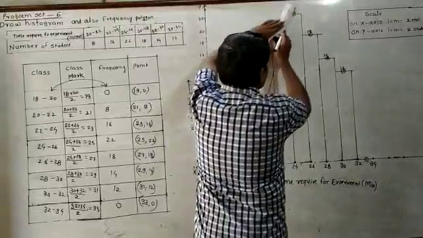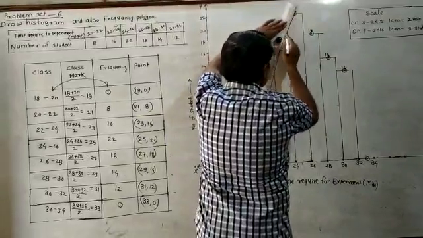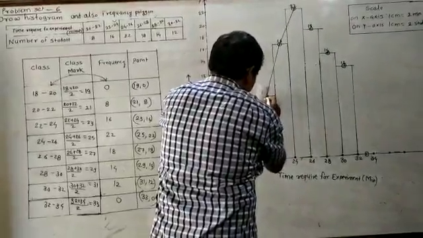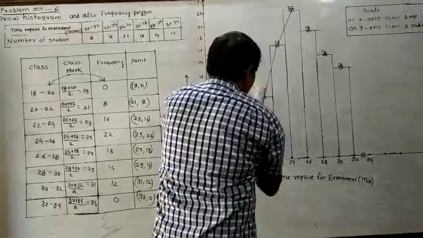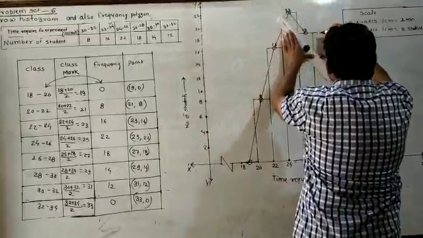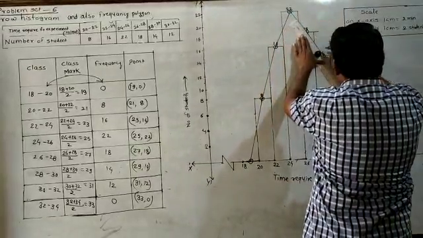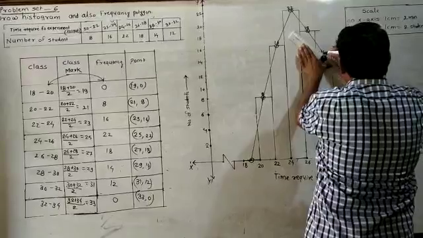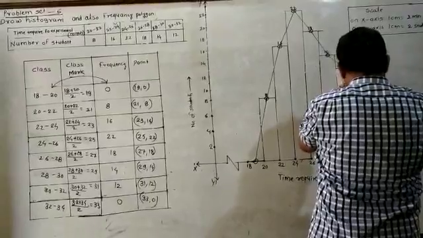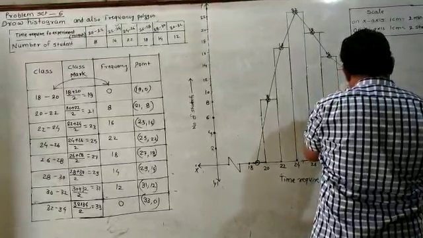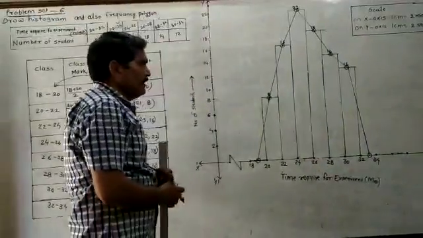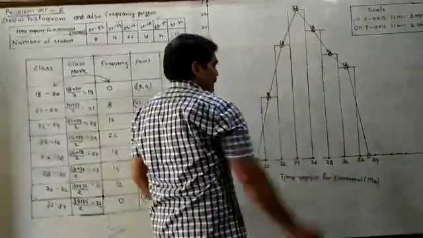Then after that you have to join like this. Step by step one point you have to join. After that from this point exactly the middle you have to join. Then you have to join this. You have to join this also. Join this. And in this way whatever will come, that one is the frequency polygon.